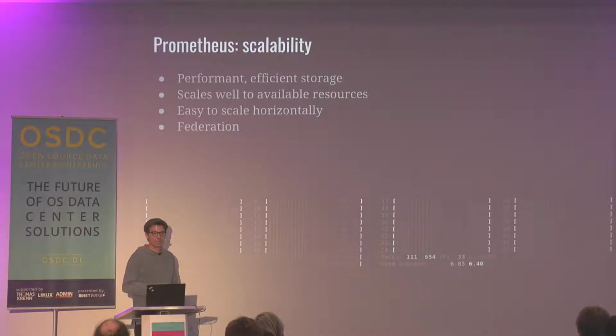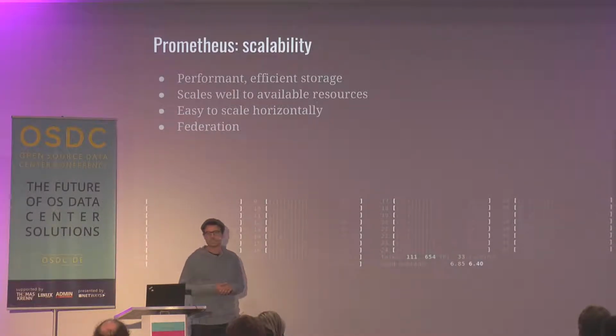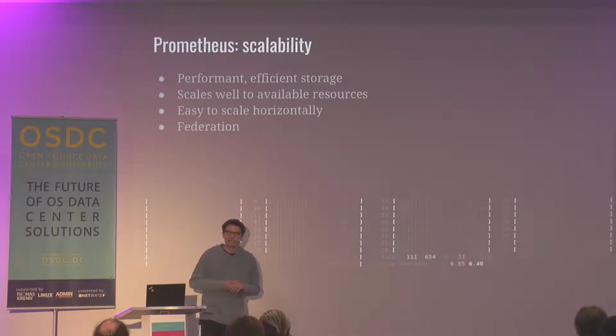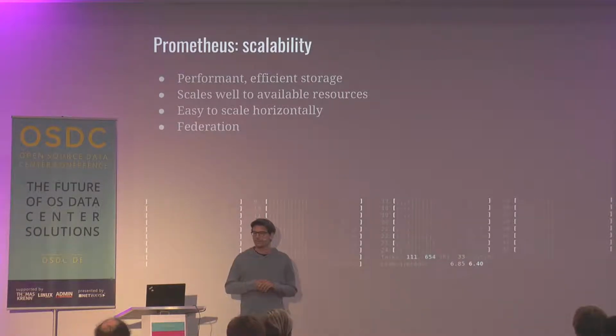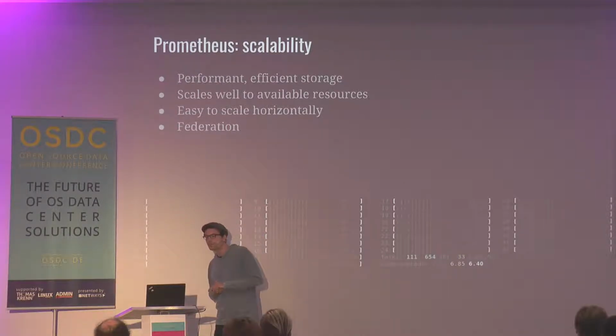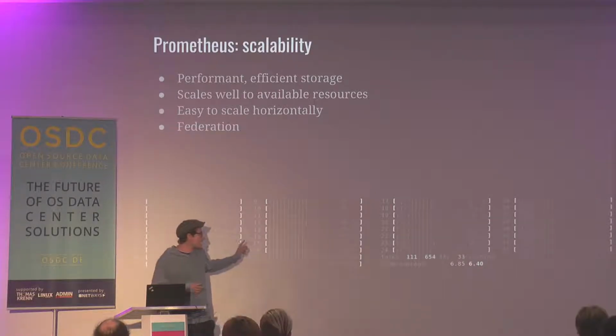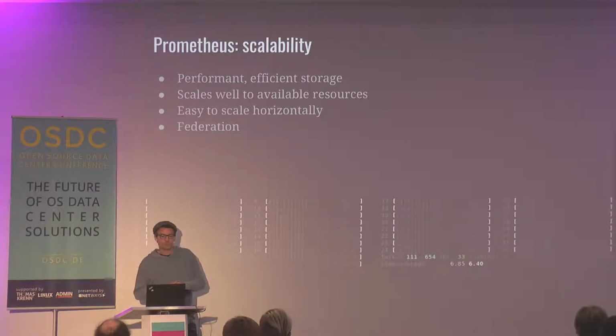Scalability. Prometheus is very performant and especially efficient on disk space. I'm just going to put that out here for now. I have some actual numbers later on. It also scales really well to available resources, probably partly thanks to being written in Go, but also thanks to being written well. You can see an htop screenshot below.